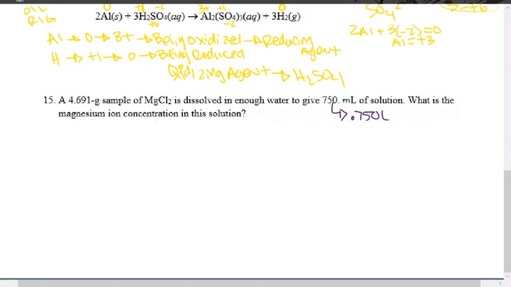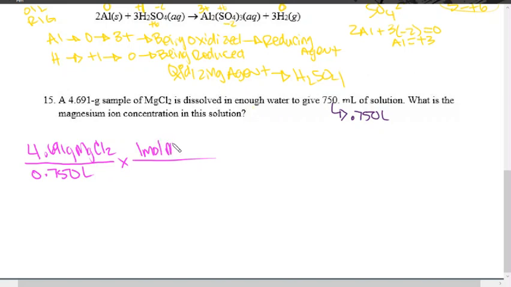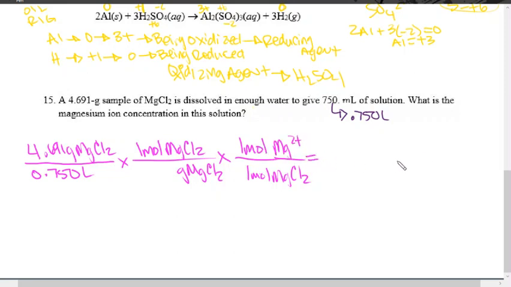But I'll write out the whole math. Okay. 4.691 grams of MgCl2. This is being dissolved in 0.750 liters, times 1 mole of MgCl2 is whatever grams of MgCl2, and then 1 mole of MgCl2 is 1 mole of Mg2 plus. So that should give us blank molar Mg2 plus.